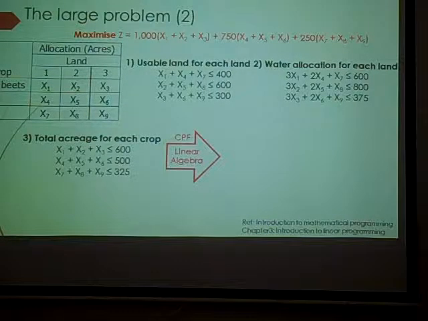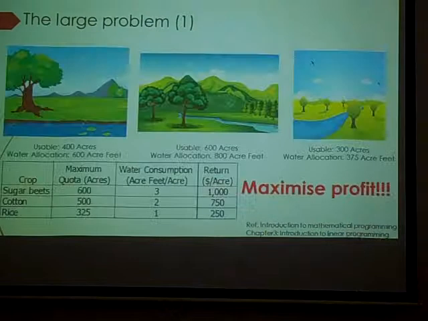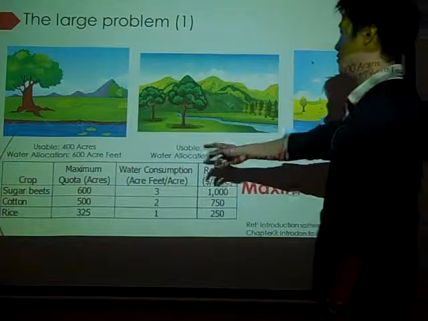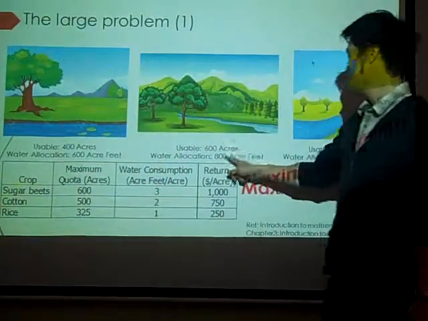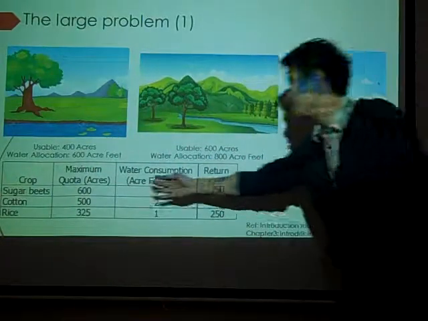Where do the numbers come from then? 400, 600, 300, 600, 800? These confirm the conditions on this page. Ah, okay. 400, 600, 300, 800, yes. And this.